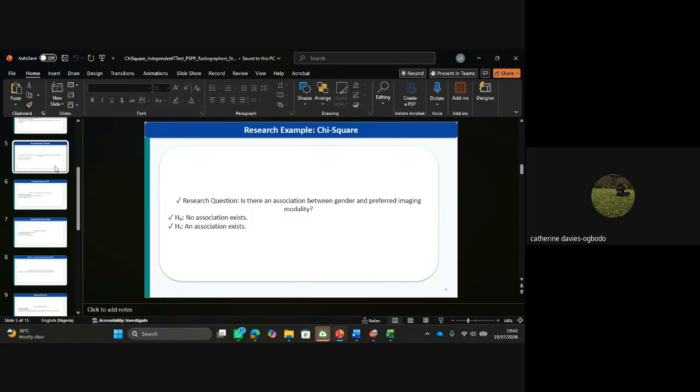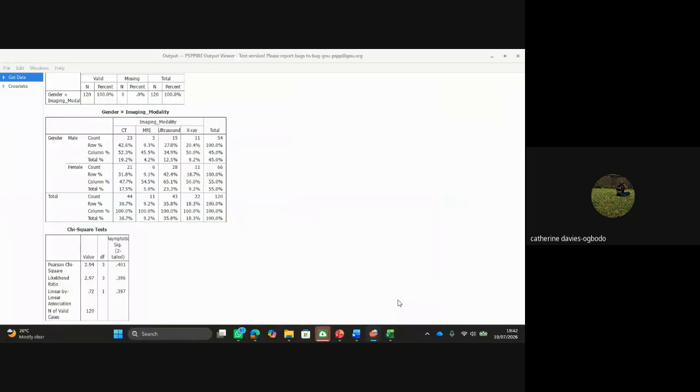So the null hypothesis is basically saying that there is no association between gender and preferred imaging modality. That's that from our cross table, you don't really have a significant number of women that are more than men that choose ultrasound. It doesn't really matter, the difference doesn't matter. So anybody can come to the hospital and demand a CT scan, anybody can come and demand an MRI, it doesn't matter whether the person is male or female.